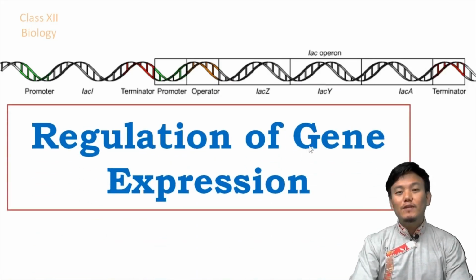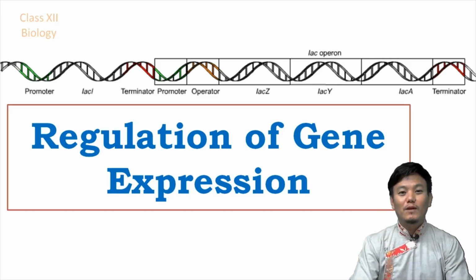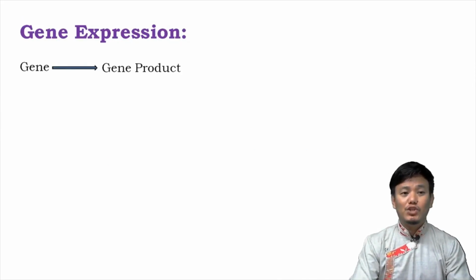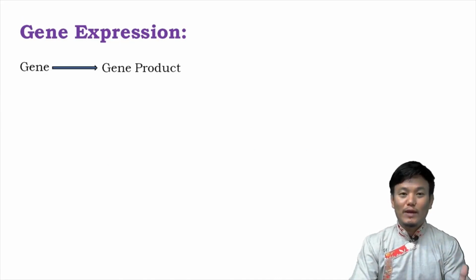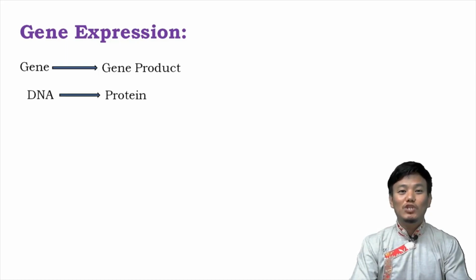In our previous videos we discussed transcription and translation, and I told you that those two processes are involved in gene expression. So what is gene expression? In simple terms, if we have a gene and that gene produces a gene product, then that gene is said to have been expressed. We know that a gene is a small segment of DNA which codes for the protein. So protein is the gene product.